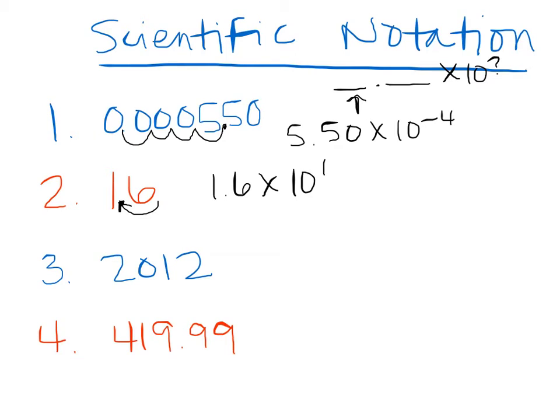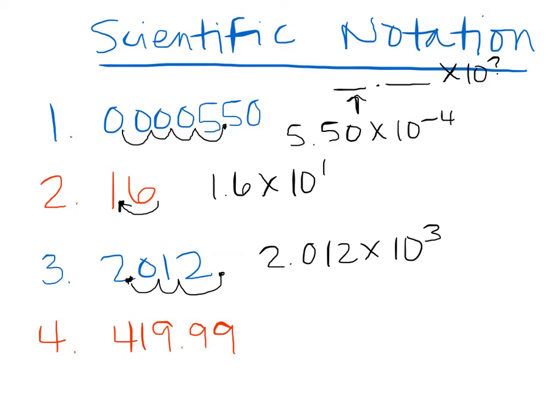This next one, again, we're going to look for our first non-zero digit number, and that's 2, so we're going to place the decimal here. Again, the decimal was originally here, even though not shown. 1, 2, 3. So we have to move it over 3 spots. So our answer here is going to be 2.012 times 10 to the third. And it's a positive exponent because 2012 is bigger than 1.